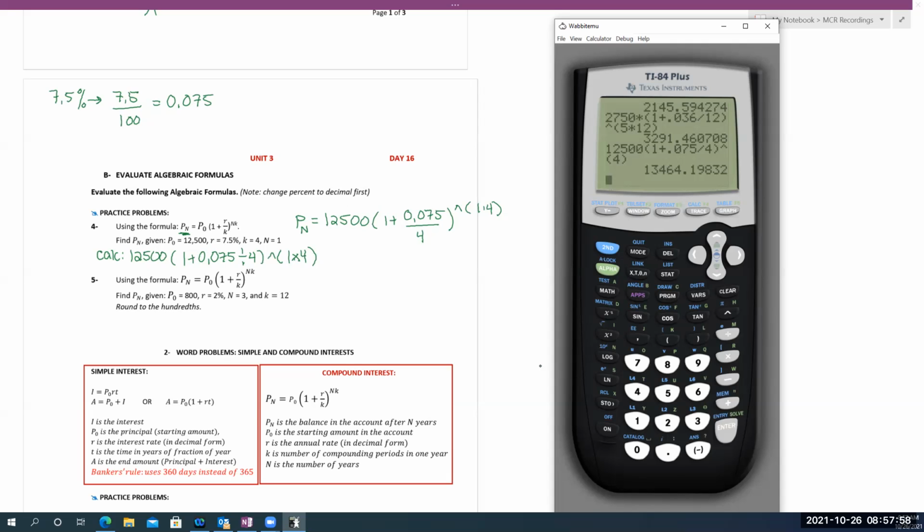Going step by step, I would go parentheses first. 1 plus 0.075 divided by 4. And then I would raise it to that 1 times 4 power. So parentheses, exponents, then multiplication. Go in straight order of operations here. And I get that same answer.